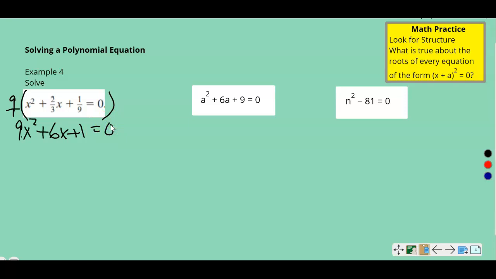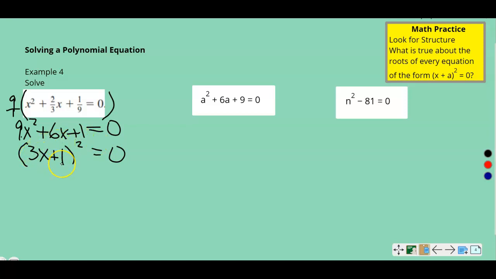All right, so all that does is make it look a little easier. You don't have to multiply by your least common denominator, but it does make it a little easier for a lot of you that prefer to work with whole numbers or integers instead of fractions. All right, now 9x squared, that's a perfect square, 3x, and then 1 times 1 is also a perfect square. So I can use my perfect square pattern now. 3x plus 1 quantity squared equals 0. So I can go straight to factored form.